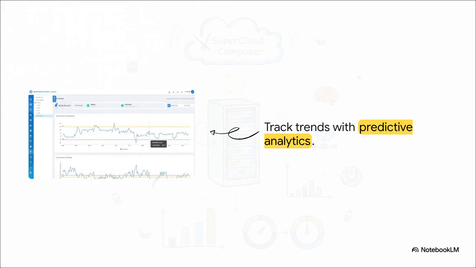But it's not just about what's happening right this exact second. By aggregating all this historical data, the console actually gives you predictive analytics. This is how you accurately track trends and drastically improve your power usage effectiveness, which is just the ratio of your total facility energy to your IT equipment energy. It basically turns your raw data into strategic foresight.